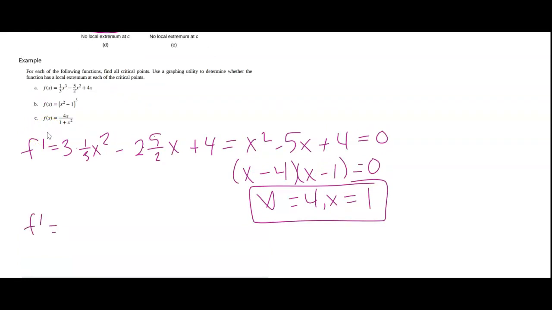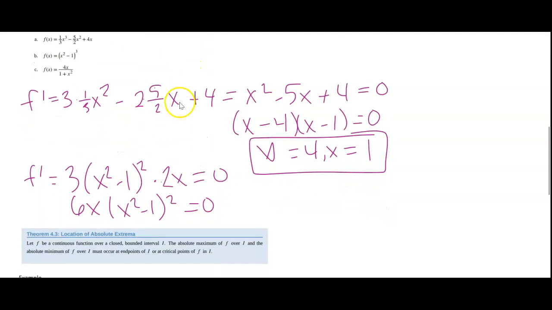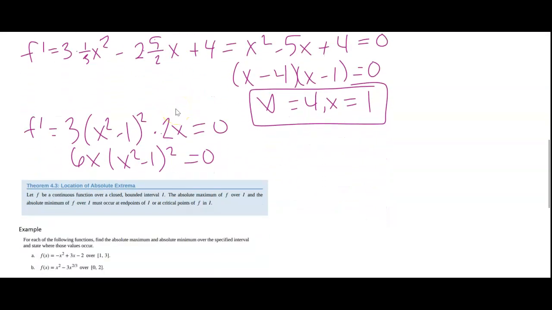All right, so let's go ahead and look at B. I have f prime equals 3 times x squared minus 1 squared, and then times the derivative of the inside using the chain rule. I'm going to let this be equal to 0. I end up getting 6x times x squared minus 1 squared equal to 0. If I want to find the zeros of this, I get x equals 0. And then I also need to look at where x squared minus 1 equals 0, and that's at x equals plus or minus 1. Those are my critical points.